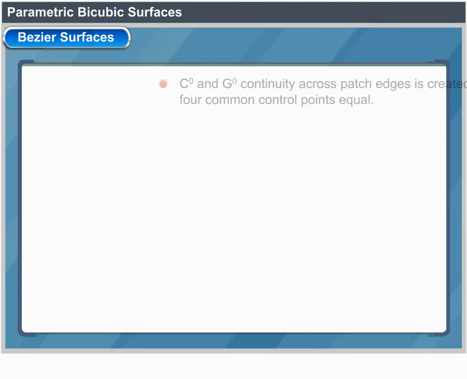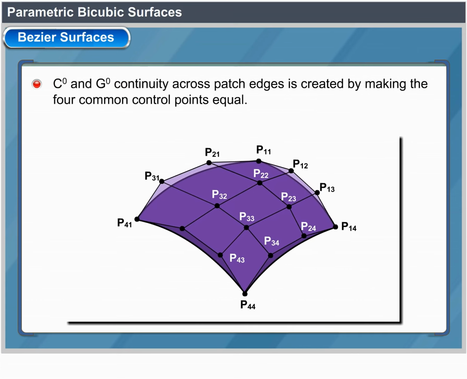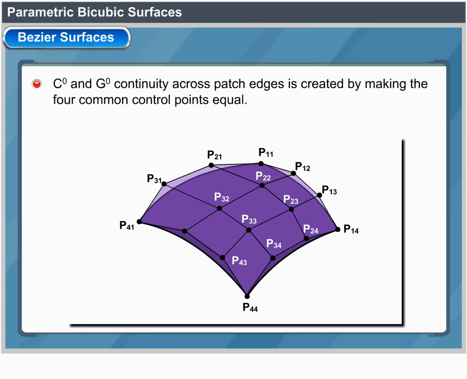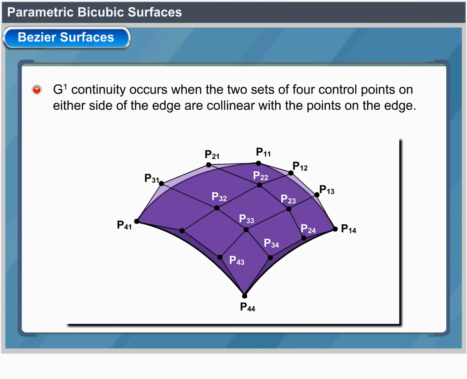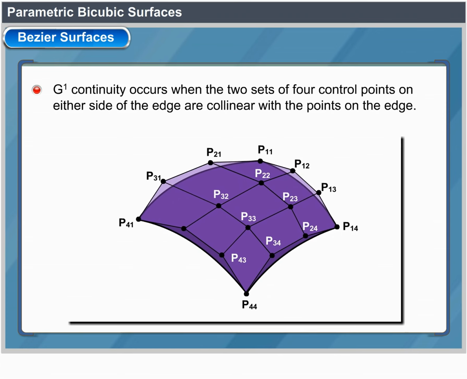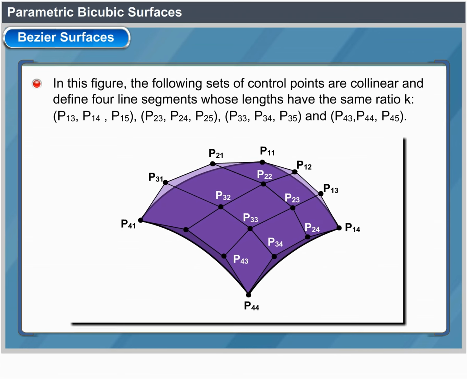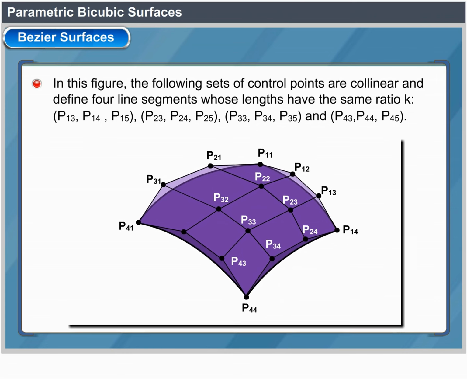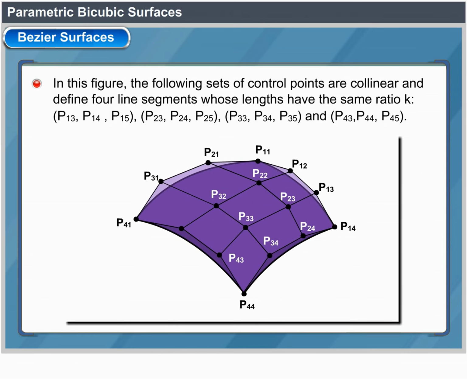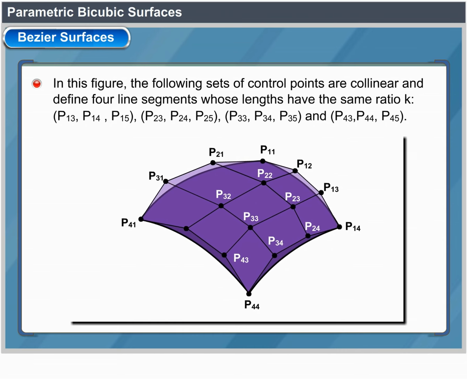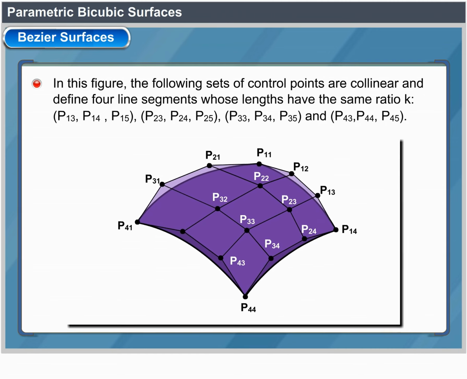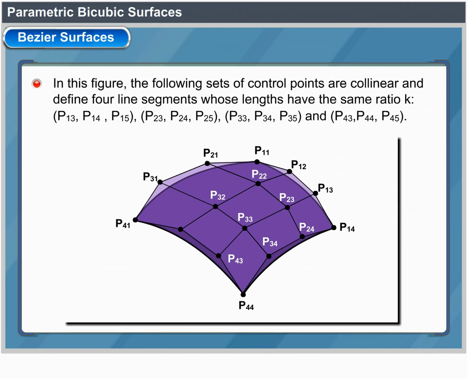C0 and G0 continuity across patch edges is created by making the four common control points equal. G1 continuity occurs when the two sets of four control points on either side of the edge are collinear with the points on the edge. In this figure, the following sets of control points are collinear and define four line segments whose lengths all have the same ratio K: P13, P14, P15; P23, P24, P25; P33, P34, P35; and P43, P44, P45.